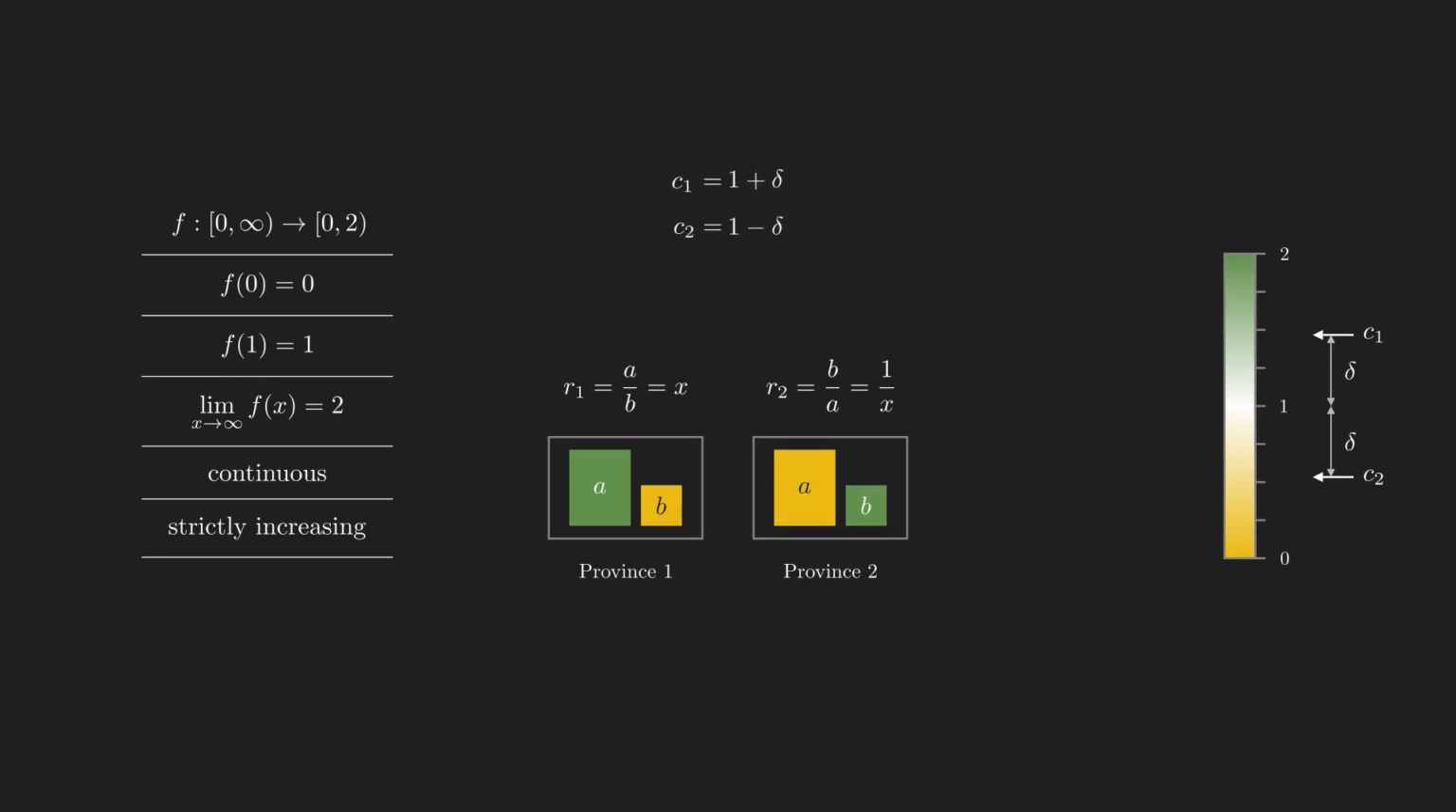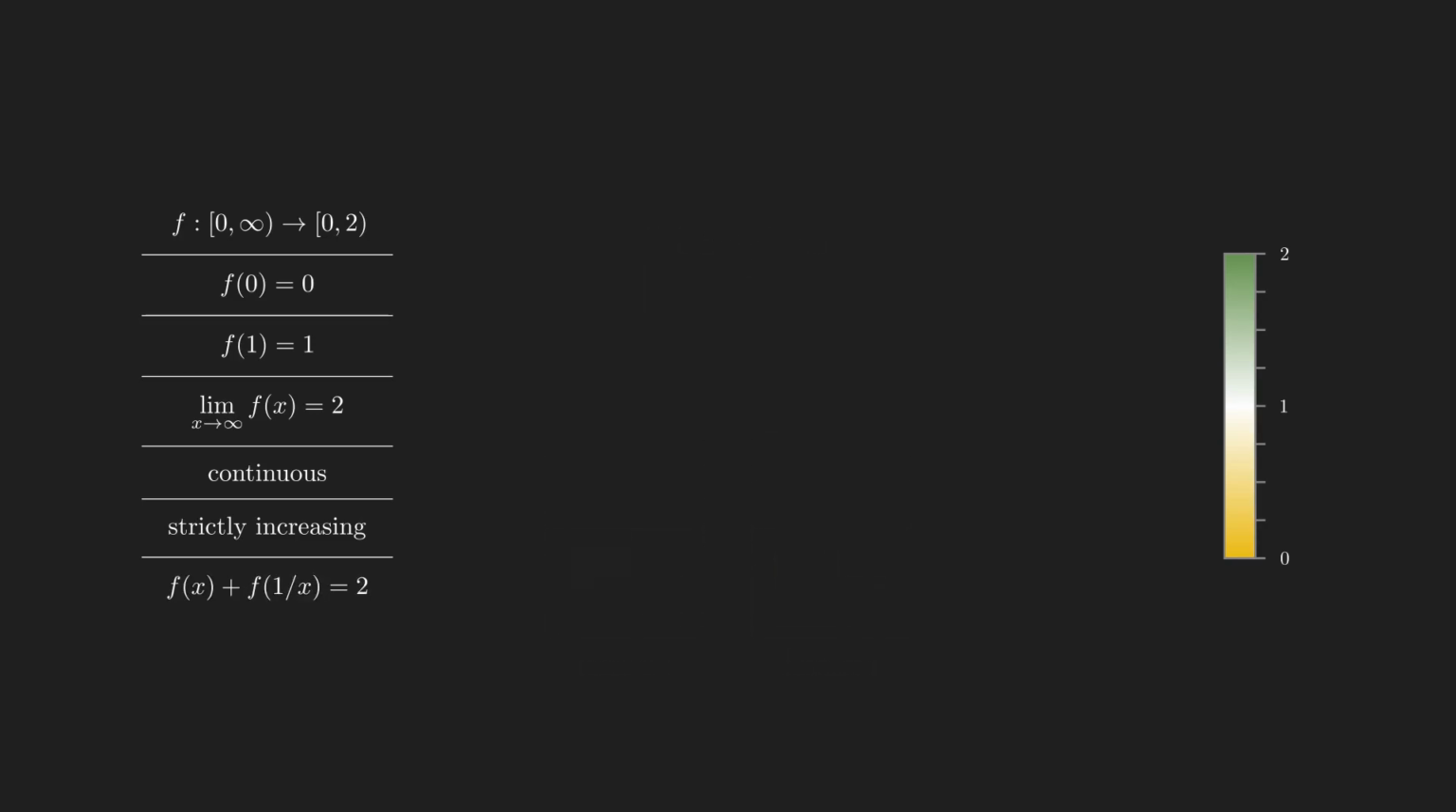To get rid of delta, we can simply add both sides of these equations. Then we can replace C1 and C2 with f of R1 and f of R2. Finally, by replacing R1 and R2 with x and 1 over x, we get this nice equation. With this equation, you might find some of the previous conditions redundant, but let's keep all of them.